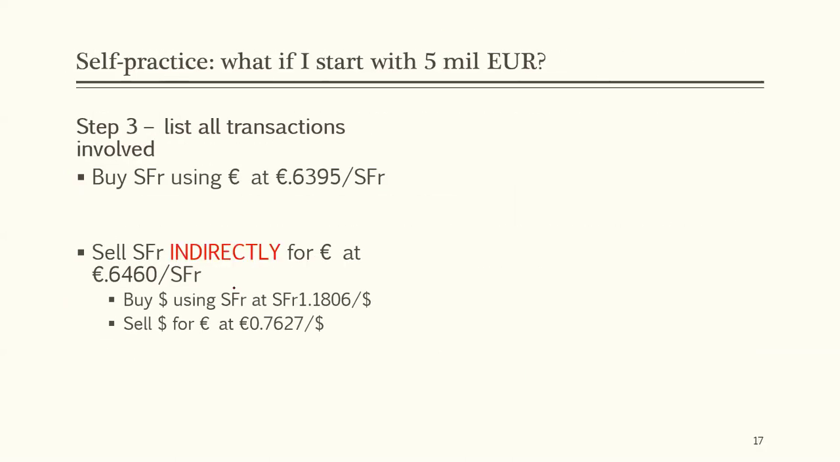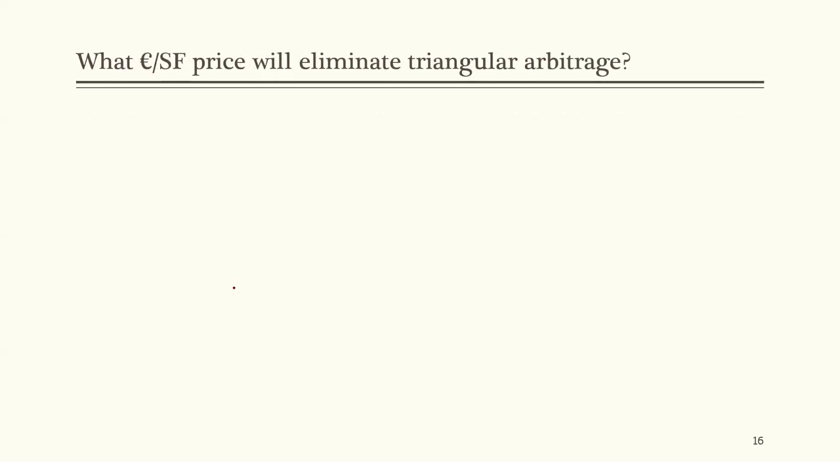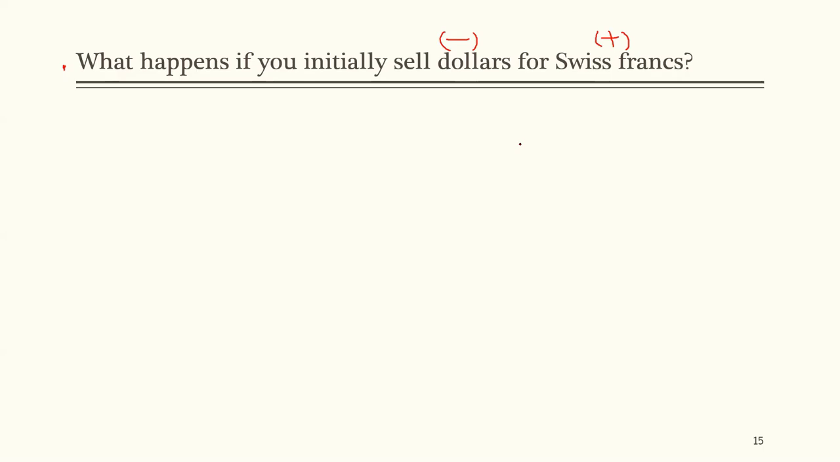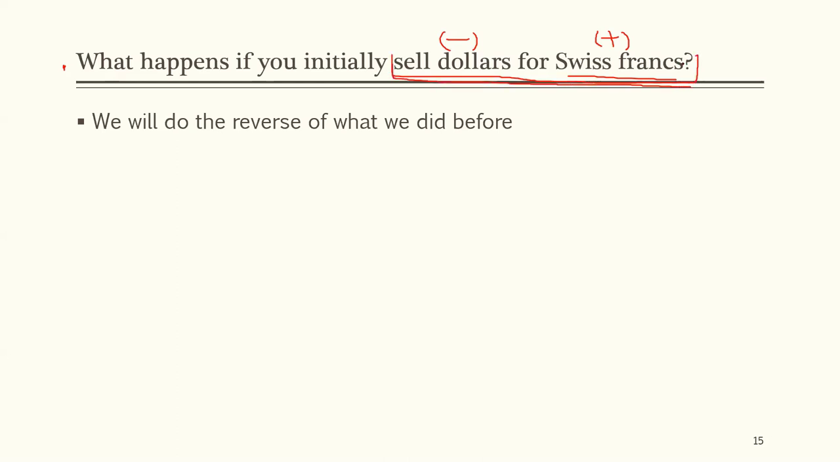What happens here? In this case, the question asked us to actually start with selling the dollar to acquire the franc, okay? So essentially, we're saying that if we do the reverse of what we did before, what would happen, okay? So if we did the reverse of what we did before, what do you think would happen? Are we gonna earn a profit or are we gonna expect a loss?